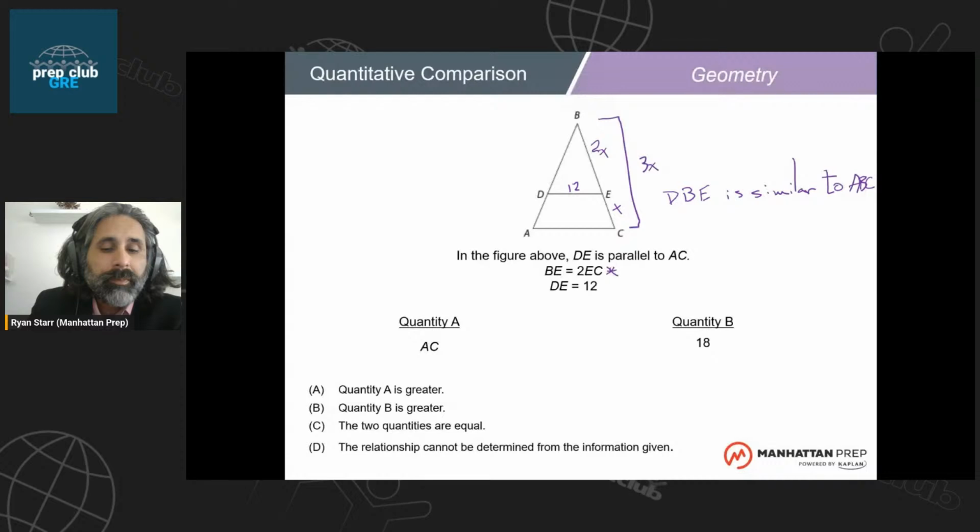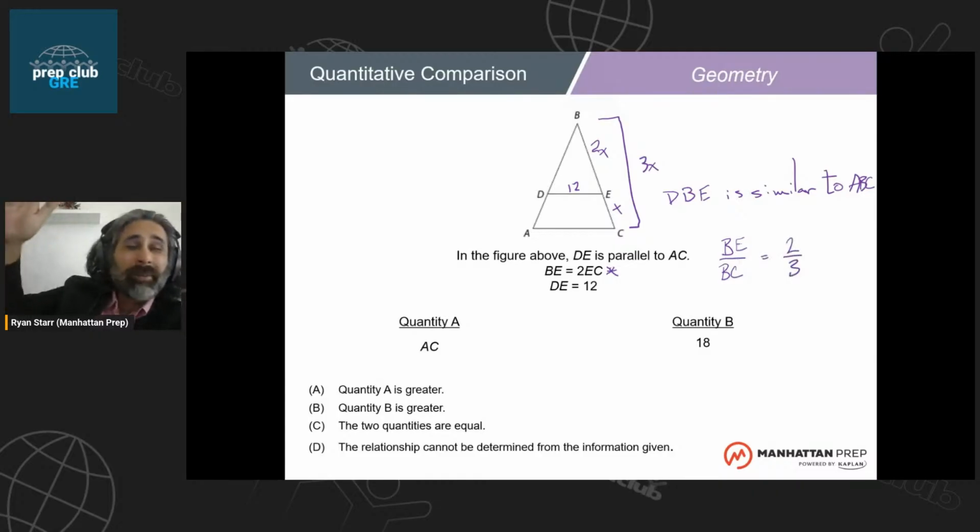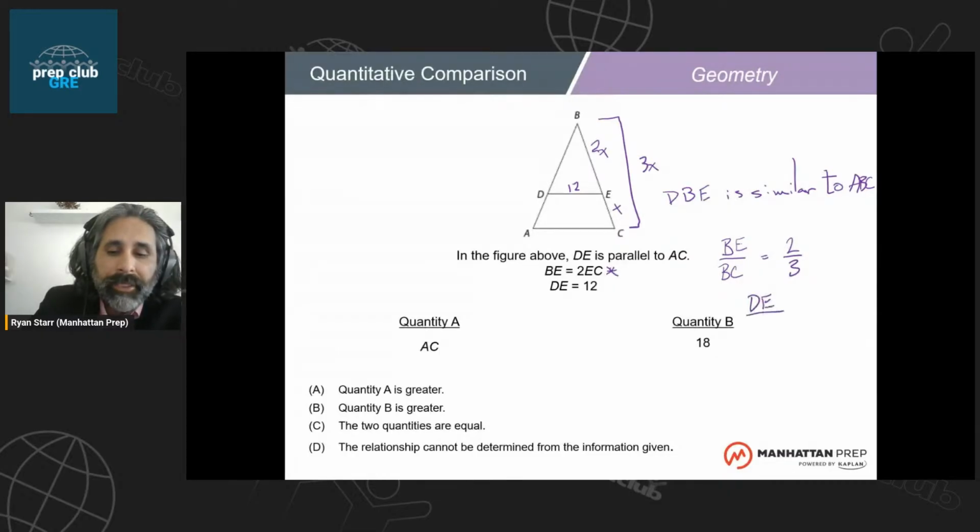Well, if the ratio of BE to BC is 2 to 3, that is, if one side of that top triangle has a 2 to 3 ratio to the full side of that, the same side of that full triangle, we can apply that to the bottoms as well, right? DE is going to have the same ratio to AC because those are corresponding sides as well.